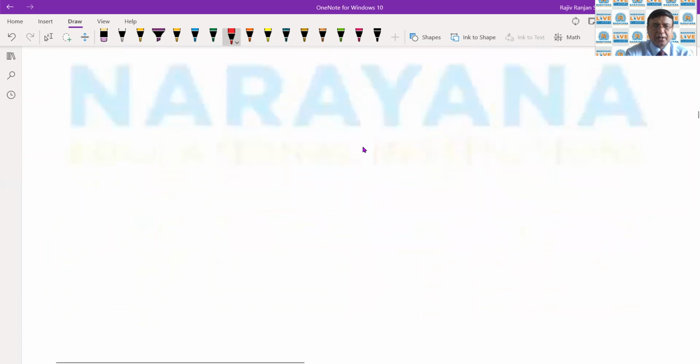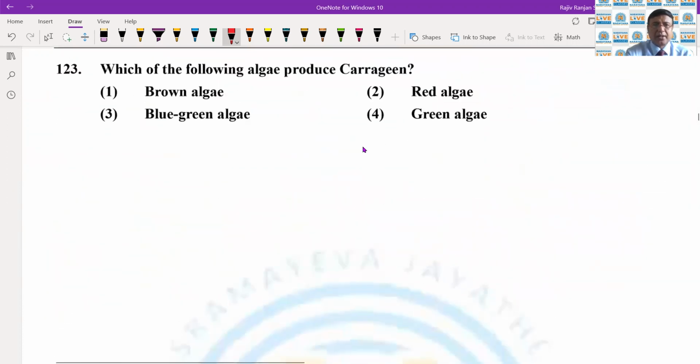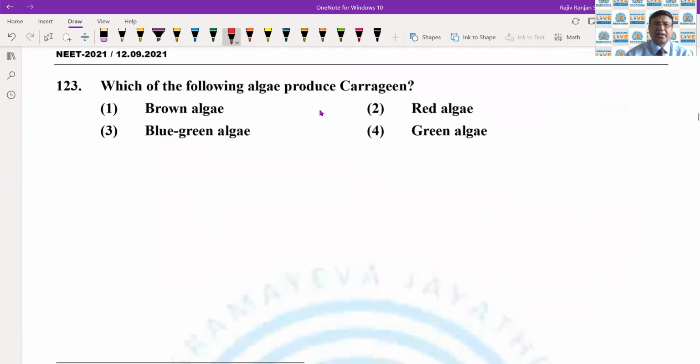So let's now see question number 123. Which of the following algae produce carrageen? 1 is brown algae, the 2nd is red algae, the 3rd is blue-green algae, and 4, the green algae. So the correct option is 2, red algae.